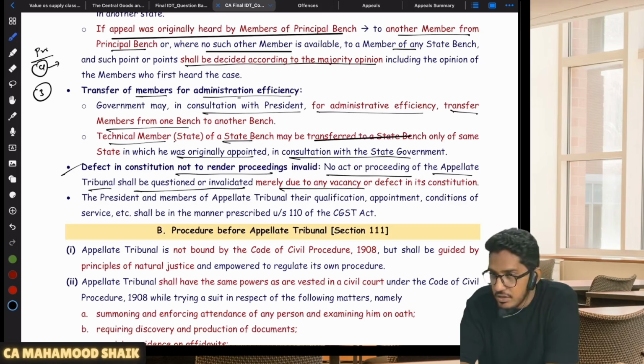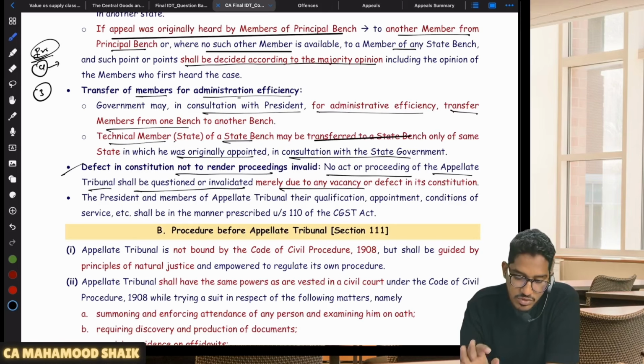Out of that, 2 people have heard the case and passed a judgment. Now you can't say that the passing of the order is invalid, on the ground that there is no full constitution of the principal bench. Principal bench should contain 4 members, but when they heard my case there were only 3 members, so I will not consider this valid, I will question it, I will challenge it. You can't say that. Don't set aside an act or proceeding because of a defect or vacancy. Some vacancy is there, some lapse is there. On that basis, it will not be kept aside.